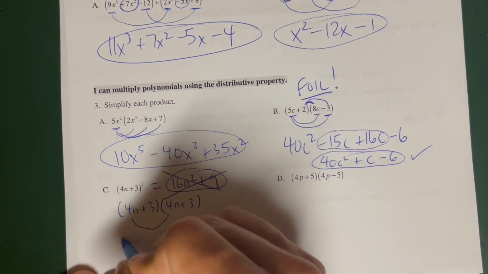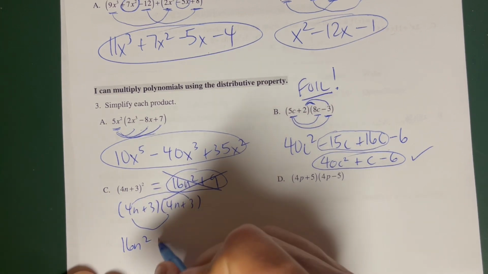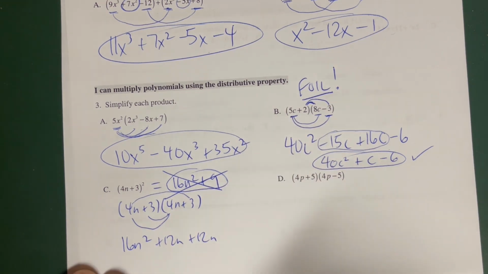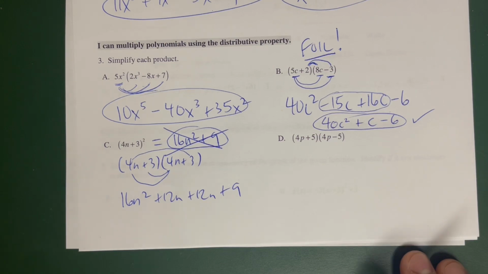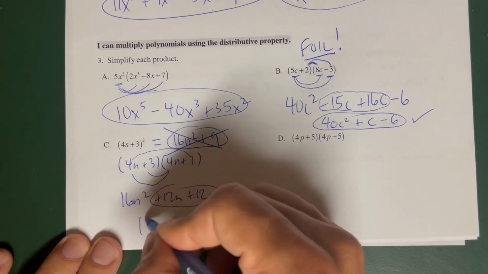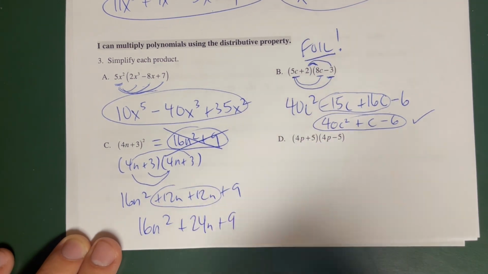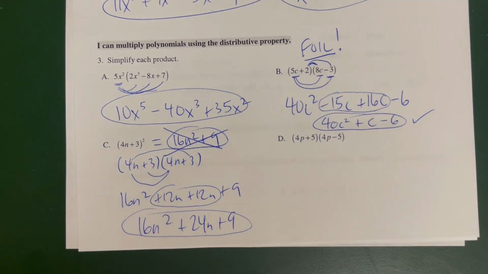Well, first times first is the 16n squared. Notice outer is 4n times 3, which is 12n. And inner is also 4n times 3, which is 12n. And then last times last is 3 times 3, which is plus 9. And now what I can do is take the two middle terms and add them together. Final answer, 16n squared plus 24n plus 9. Okay? And again, if you're watching this video, feel free to pause. If I'm going too fast or you need to get caught up or write something down, pause the video for a second, get caught up, and then resume.